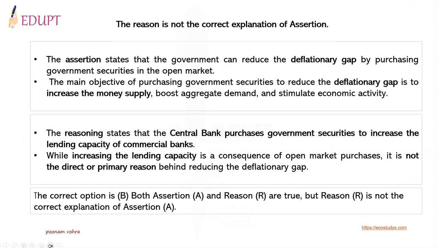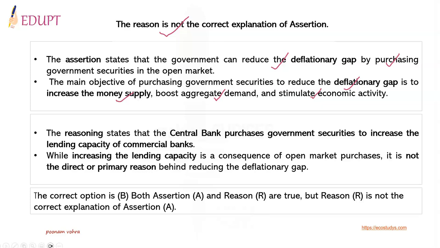So we have seen that the assertion statement as well as the reason statement both are correct. But the reason is not the correct explanation of assertion. How is it so? Let's understand. Now, the assertion states that the government can reduce the deflationary gap by purchasing government securities in the open market. The main objective of purchasing government securities is to reduce the deflationary gap so that money supply can be increased, aggregate demand can be boosted, and economic activity stimulated.